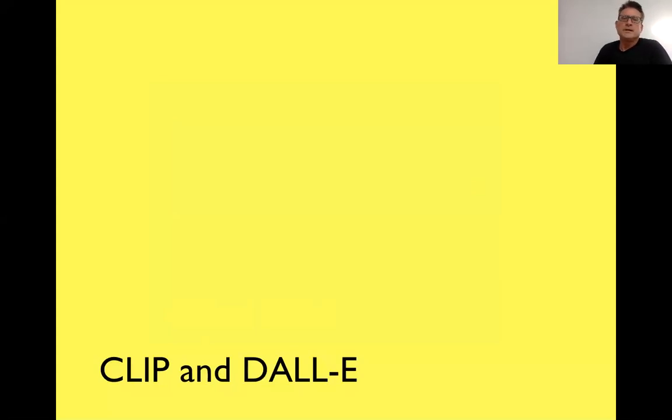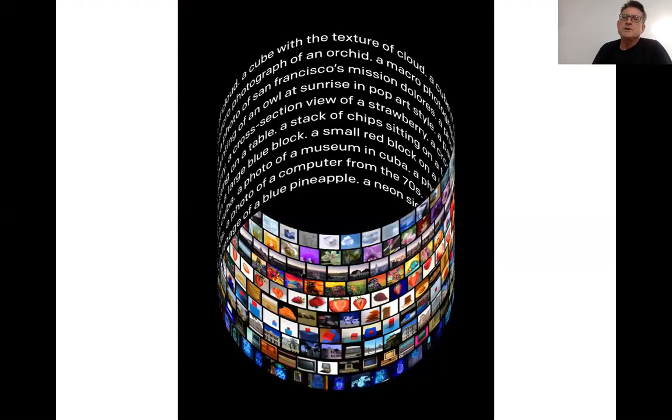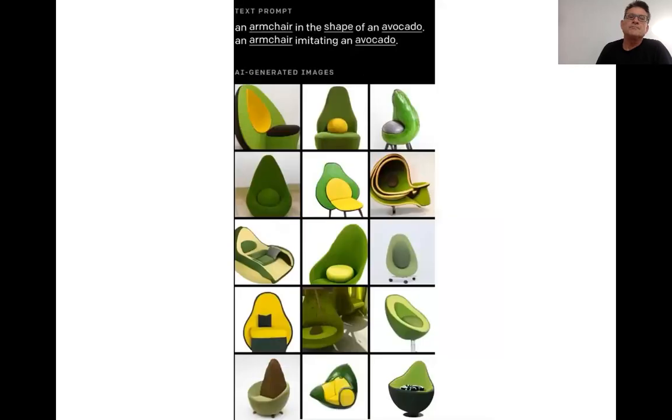Clip and DALL-E. We can't mention GPT-3 without going on to also mention Clip and DALL-E, two neural networks that draw upon GPT-3 to generate images from texts. The very early results that were produced by DALL-E are themselves astonishing.